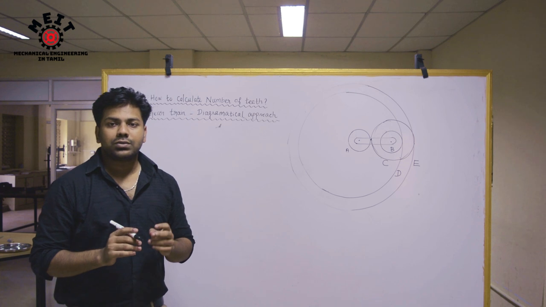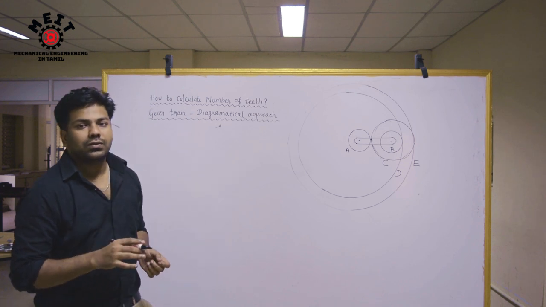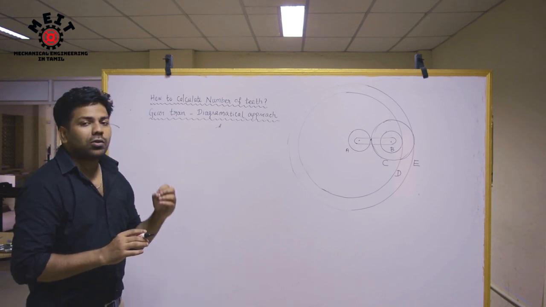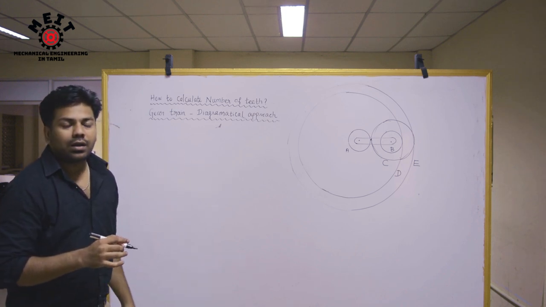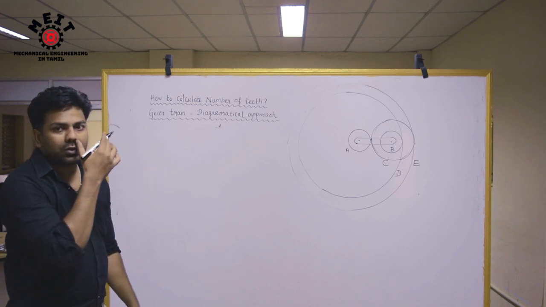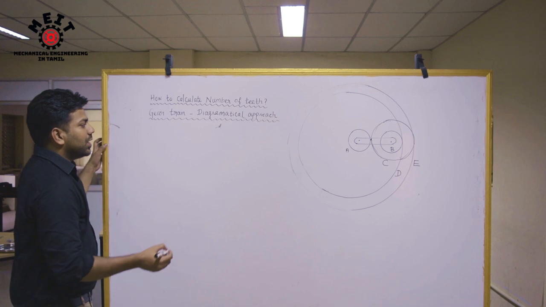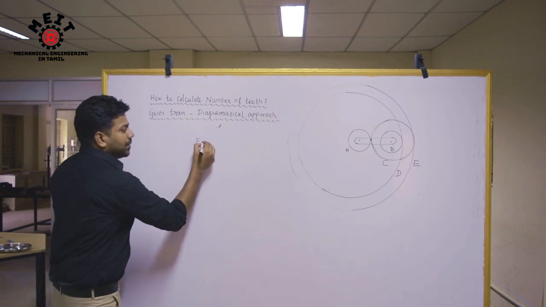In this video we are going to see how to calculate the number of teeth for an epicyclic gear train. That is, if the number of teeth is not given for a particular element of the epicyclic gear train, we will see in this video how we can calculate it using a diagrammatical approach. So before going to that, let me explain with a small example.